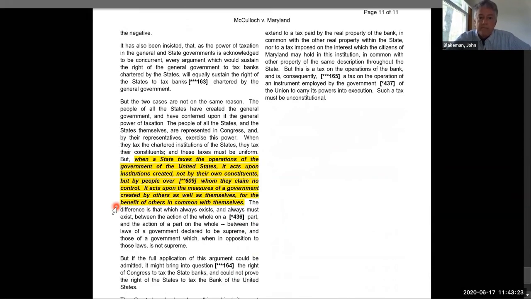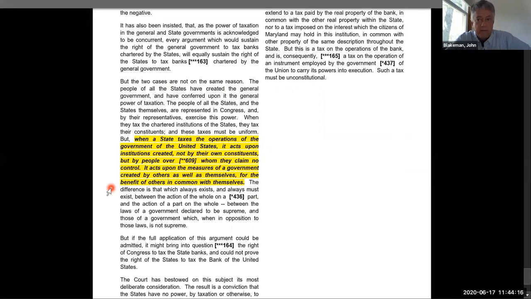And the people of the United States made it quite clear that it is supreme and that the will of the nation is supreme. And Marshall concludes by saying, when a state taxes the operations of the government of the United States, it acts upon institutions created not by their own constituents or by the people of their state, but by people over whom they claim no control. It acts upon the measures of a government created by others, as well as themselves, for the benefit of others in common with themselves. So when a state taxes the operations of the federal government within the state, the people of that state are imposing their will on the people of the nation. And for Marshall, that is simply too much to bear. The Constitution comes from the people of the United States. Therefore, no state can tax a federal institution operating within it.